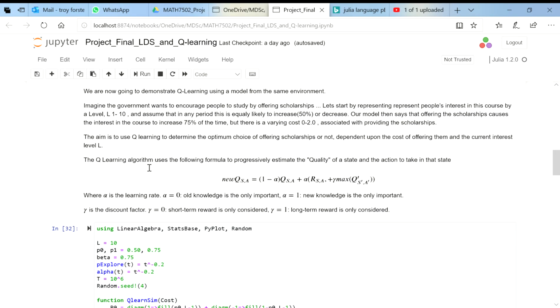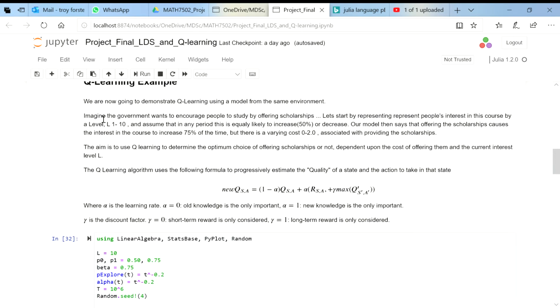In Q learning, in this particular example, we're using states as levels of enthusiasm to study the course. And we want to increase that enthusiasm by offering scholarships. So that's an action that we can take, and each one of those actions has a cost and a reward. Our cost is between 0 and 2.0, and our reward is that our interest in our course increases to 75%, rather than the standard flip of a coin, 50%.